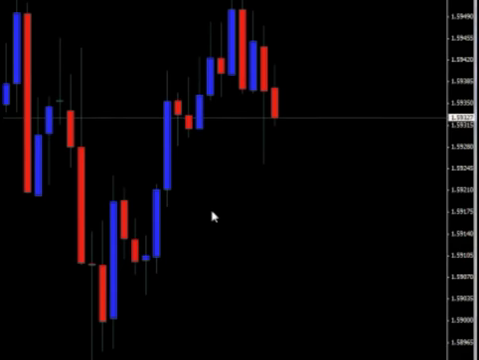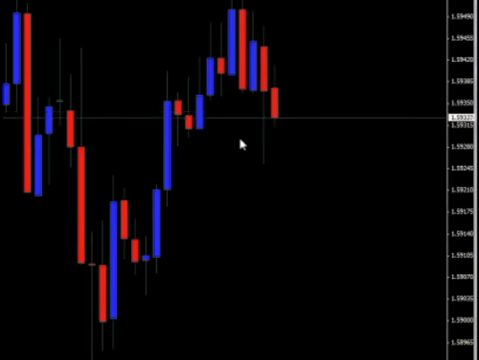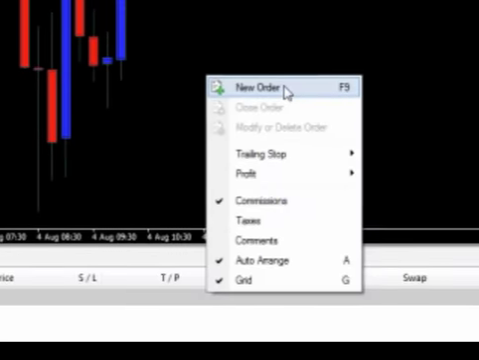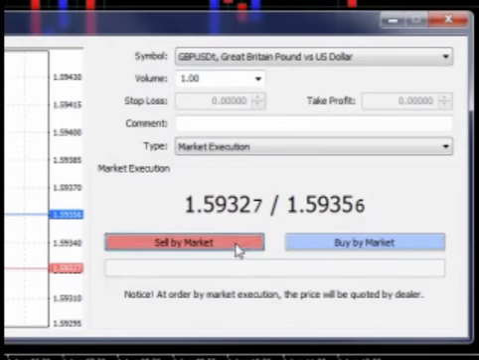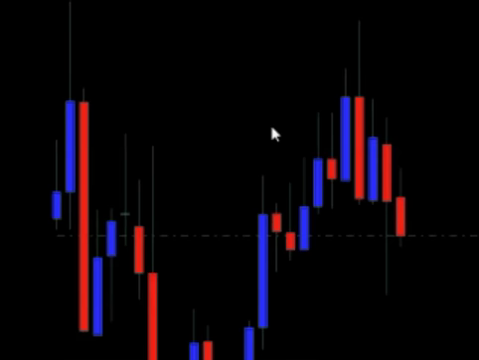We're looking at the Great British Pound US dollar pair, and looks like we had a U-turn here in the market, so we're going to sell the pound short. We're going to sell one lot at the market, and we're now going to place the stop and take profit.